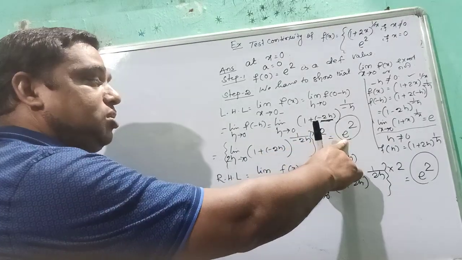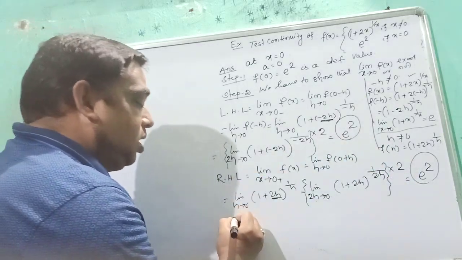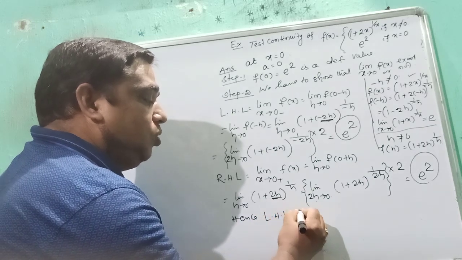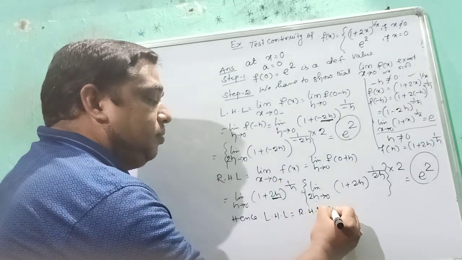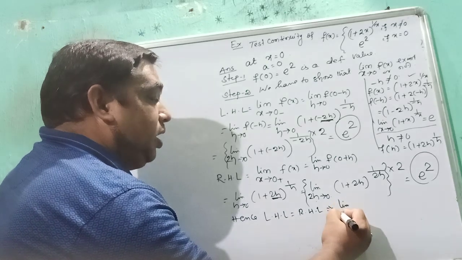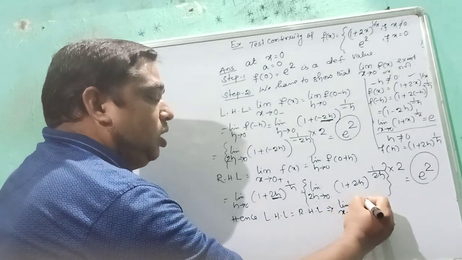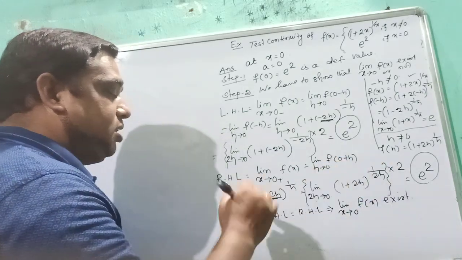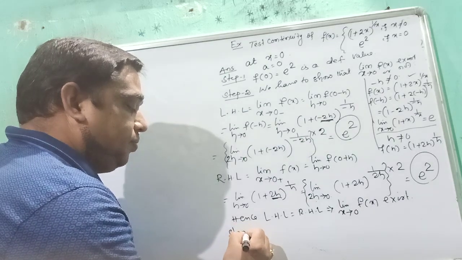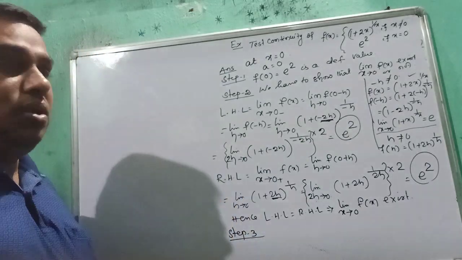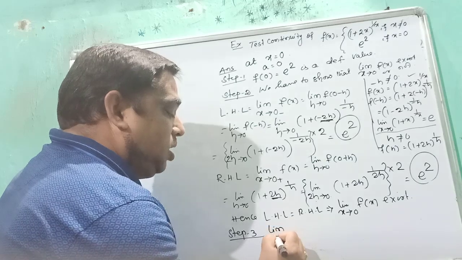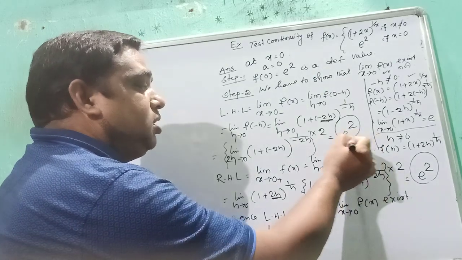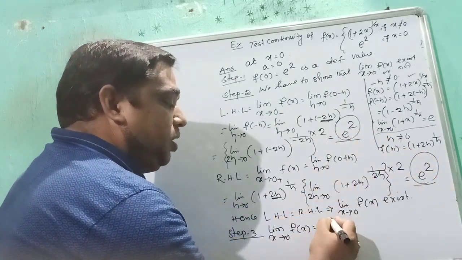Now the left hand limit is e square, the right hand limit is e square. Hence the left hand limit is equal to the right hand limit. That implies limit x tends to 0 of f(x) exists. Since it exists, go to step 3. In step 3, what is the limiting value? The limit x tends to 0 of f(x): the left hand limit is e square, the right hand limit is e square. So that value is your limiting value.